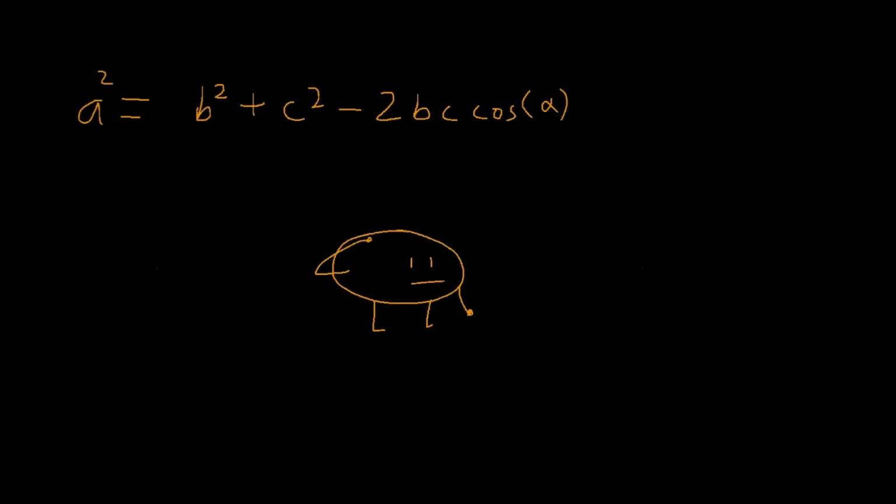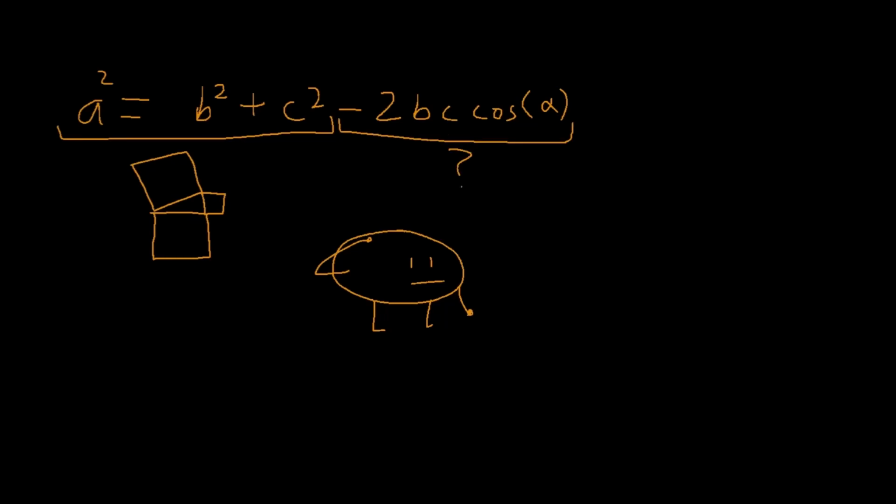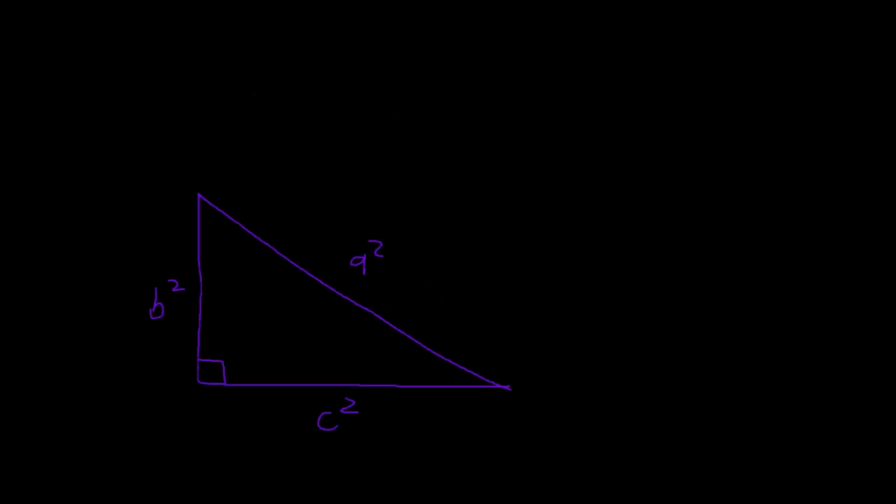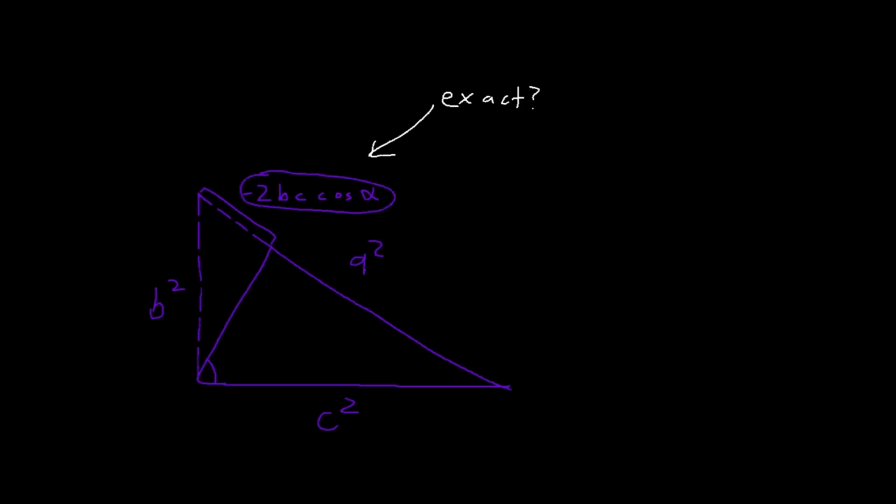And just as a bit of initial intuition, this kind of looks like the Pythagorean theorem, but with this extra bit attached. Since we're subtracting this part, you can think of it like the angle is shrinking the line, and this part tells you how much to shrink by. But how do we know that it's exactly this?